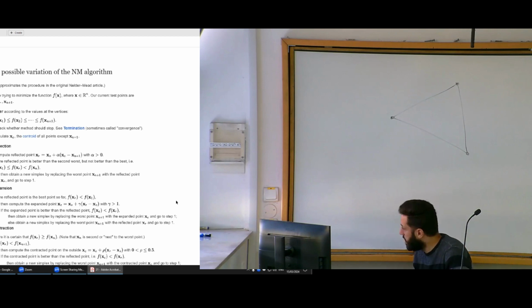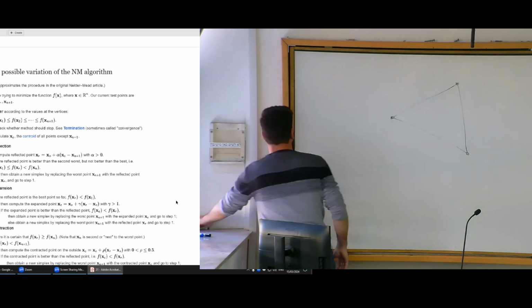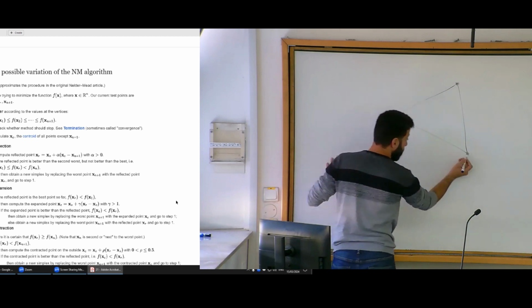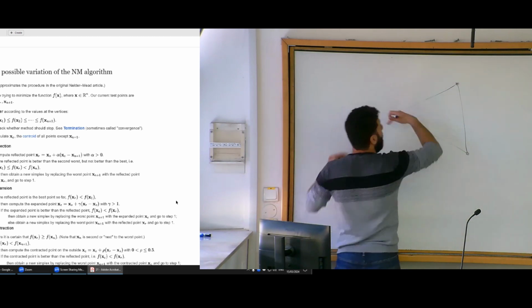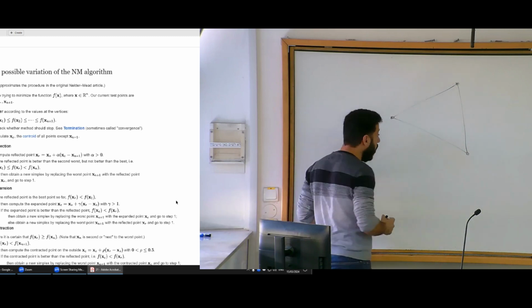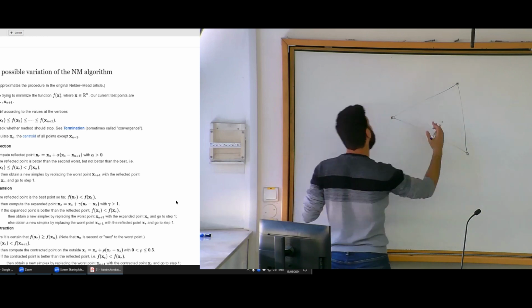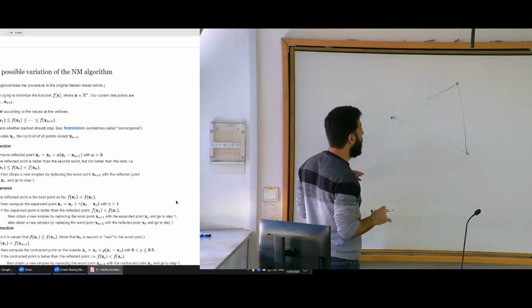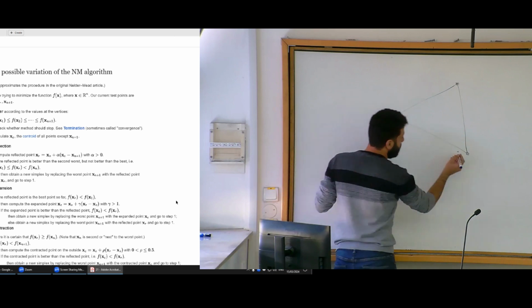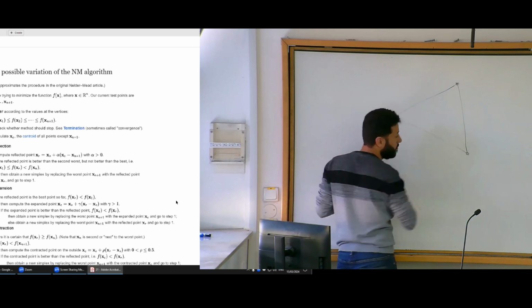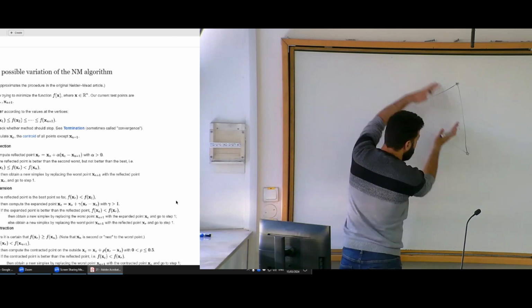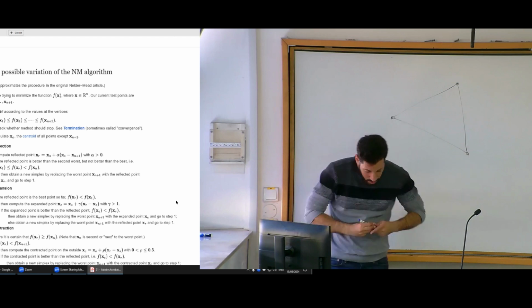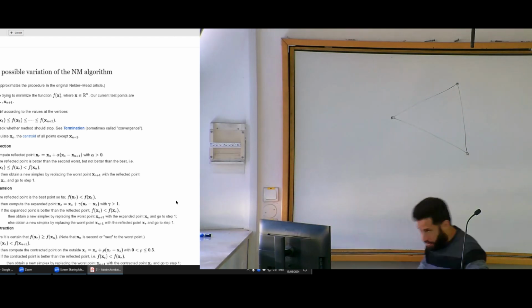The algorithm, in its basic form, will take this triangle and try to reflect it. For example, to take this point to here, and that's my new triangle, or try to reflect it and expand it. Okay, and it will sometimes try to shrink it, or to contract it. Sorry, to contract it or to shrink it. So that's in 2 dimensions.